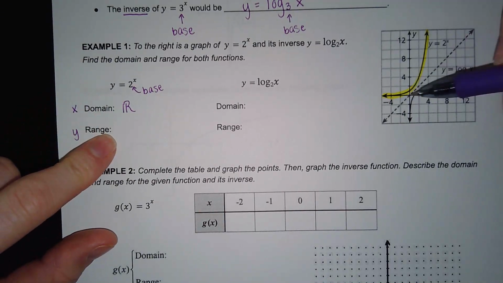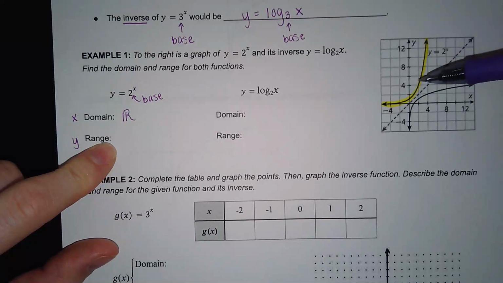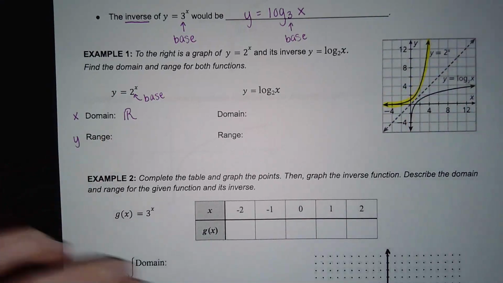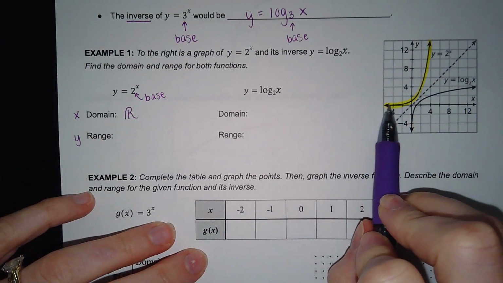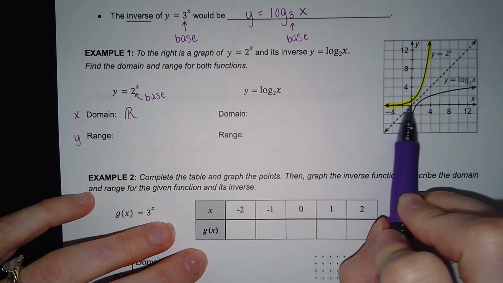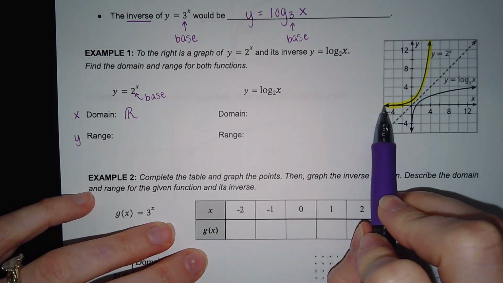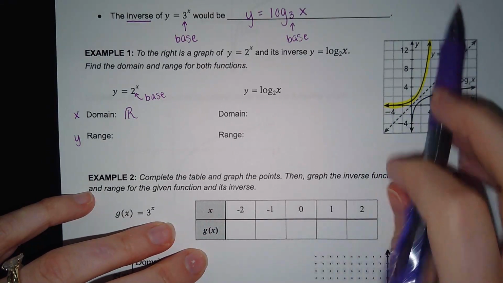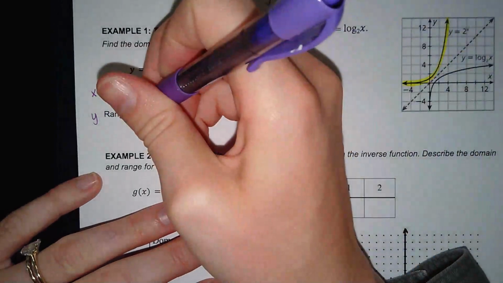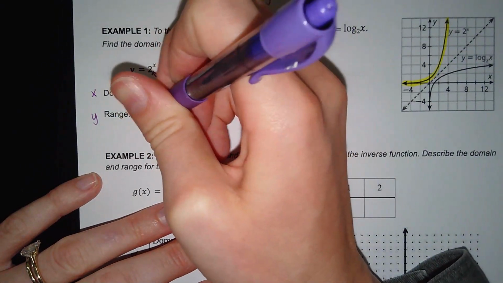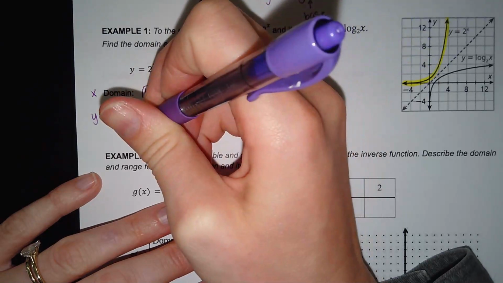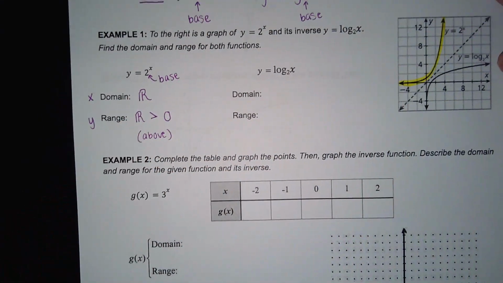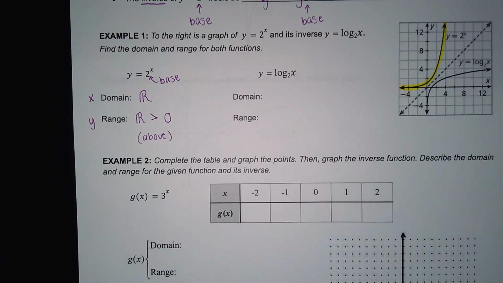Range is our y values, which is up and down. So range, this graph will keep going up forever, but it will not keep going down forever. It might be kind of hard to tell, but this graph kind of bottoms out at 0 here. This graph isn't ever going to dip below 0. So it will go up forever, but it will not go down forever. We would say that's all real numbers above 0. You could use your symbol, or you could write, again, in words, all real numbers above or greater than 0.